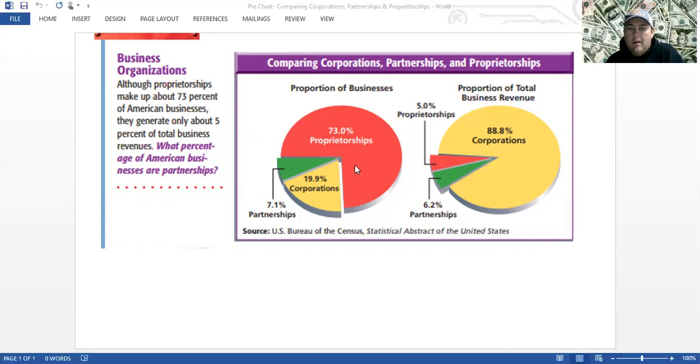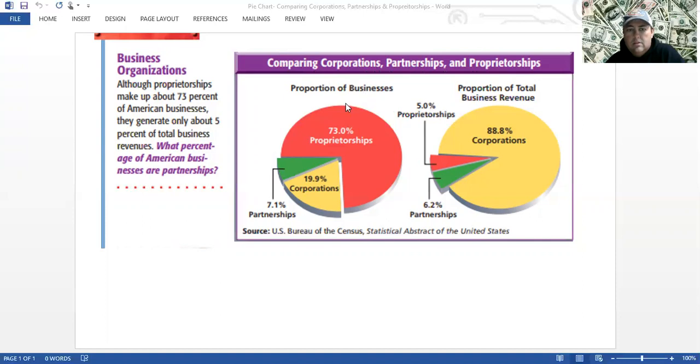Now we're going to be comparing those 3 organizations using these 2 pie charts. So let's start out by reading the titles. That's what you want to do whenever you're looking at pie charts, or any kind of graph, chart, or table: read the title, read the title, read the title. So that's where we'll start at the top here. It says comparing corporations, partnerships, and proprietorships. Over here on the left, you have 2 different pie charts, but again, you want to read the title so you know what you're dealing with. It's going to tell you what information it's going to show you. What's the topic? What's it going to be all about?